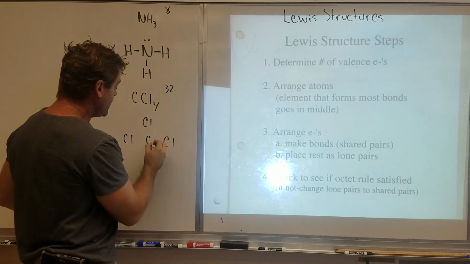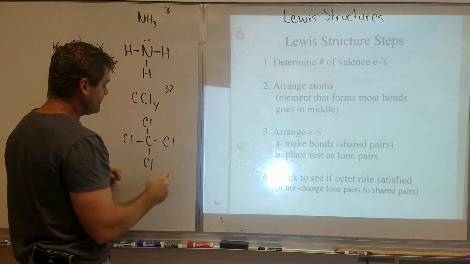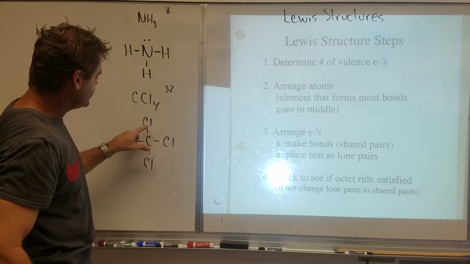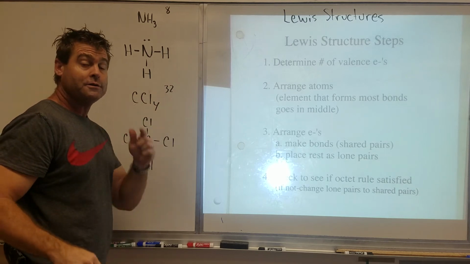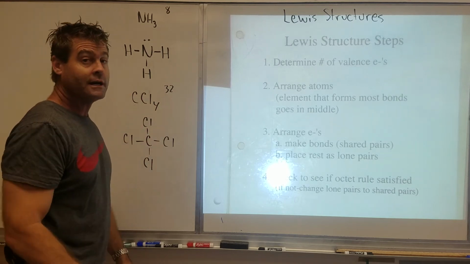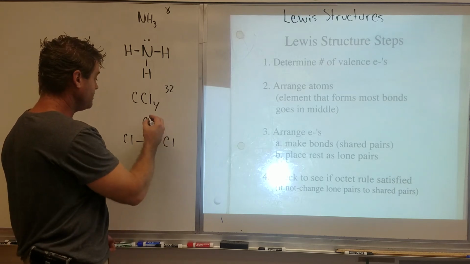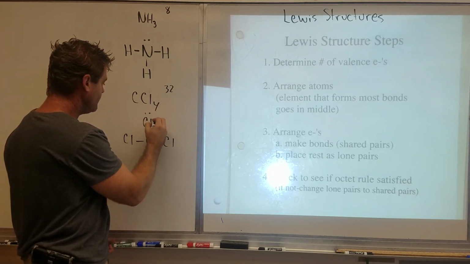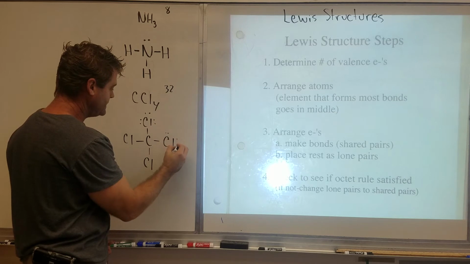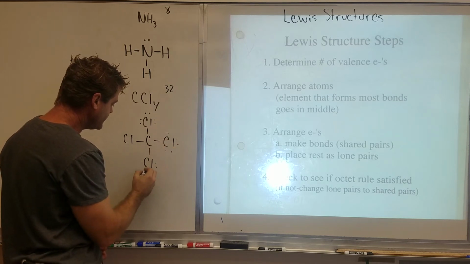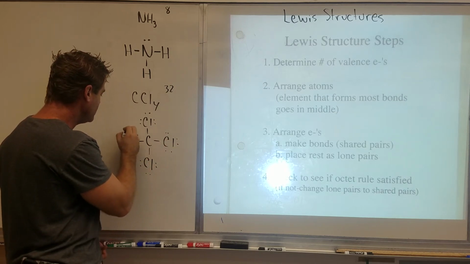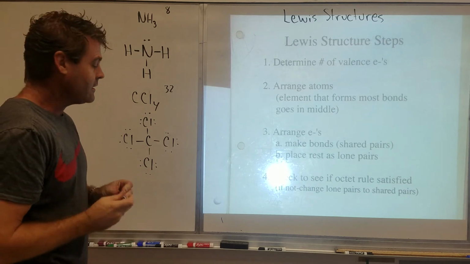Next step says make bonds. How many electrons have I accounted for? 2, 4, 6, 8. That's 8. There was a total of 32. 32 minus 8 is 24. So now I've got 24. So I'm going to just put them in places: 2, 4, 6, 8, 10, 12, 14, 16, 18, 20, 22, 24. That accounts for all my electrons.